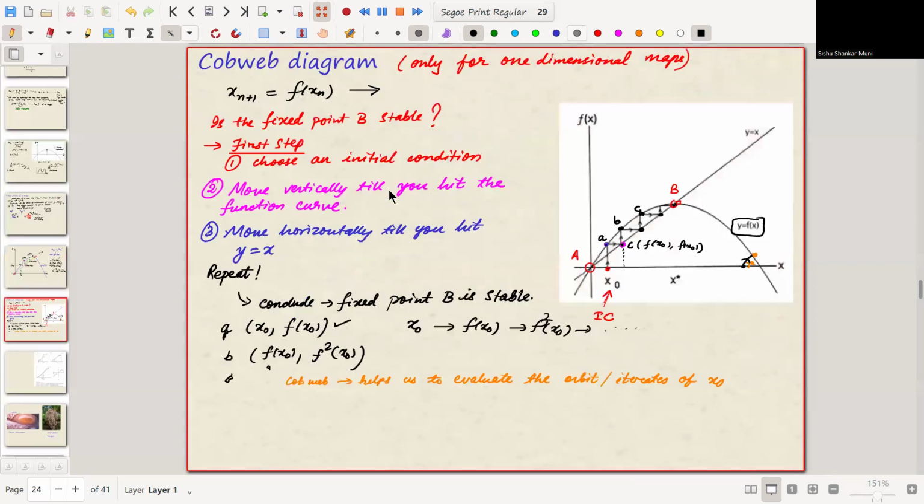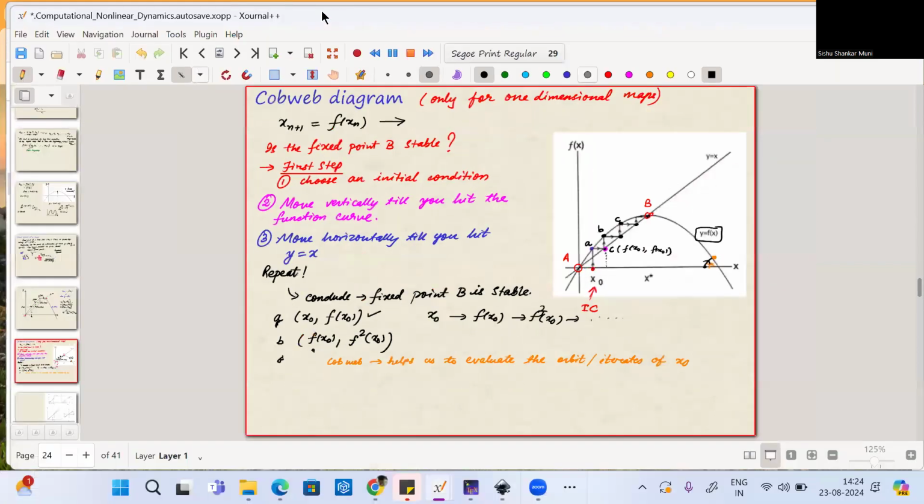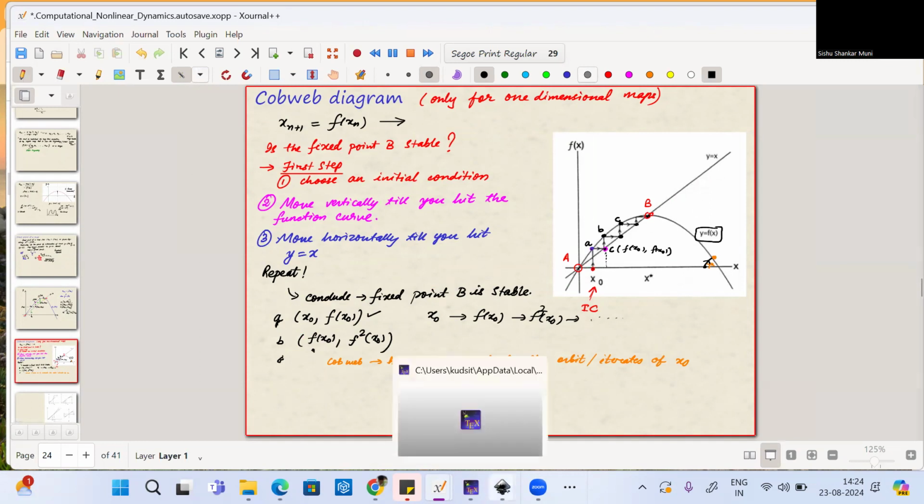Okay, good. So now we will see a Python code to do this step. Let's see.